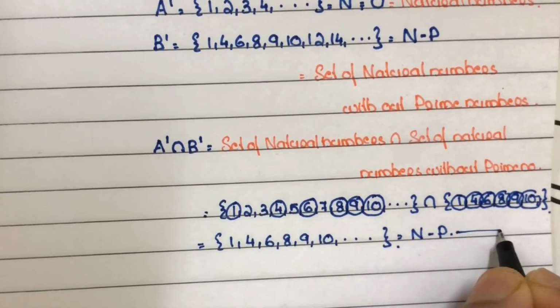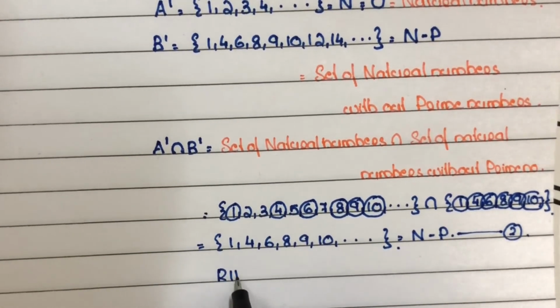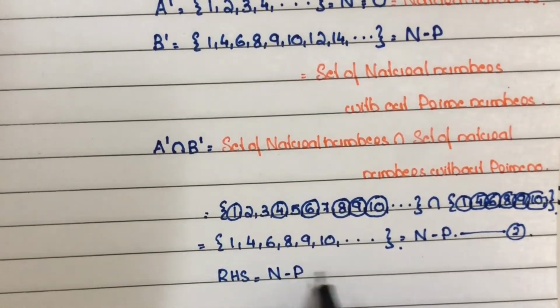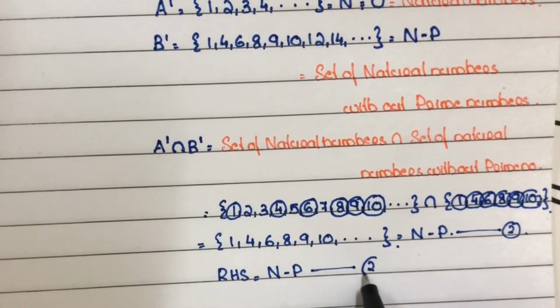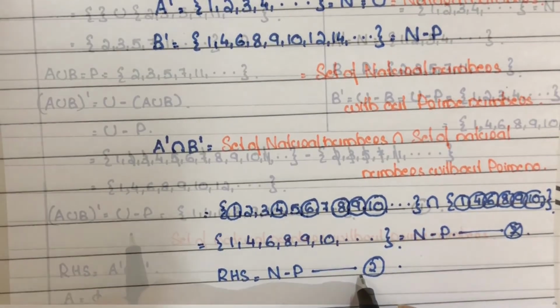Consider it as equation number 2. That is RHS equal to N minus P, equation number 2. Now compare this with equation number 1.